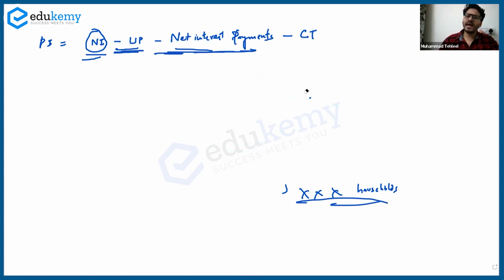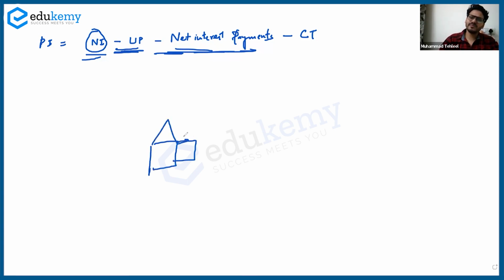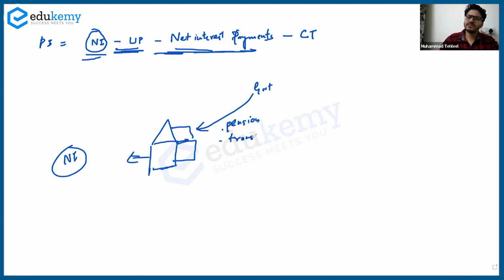But you also have to add a particular thing in national income. What do we have to add? These particular households produce some value and they create the national income. National income total is made from production. But they also receive some payments from the government in the form of, let's say, pension, in the form of, let's say, transfer. We call them transfer payments.